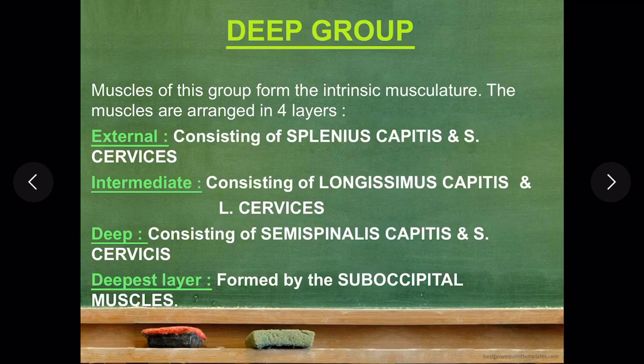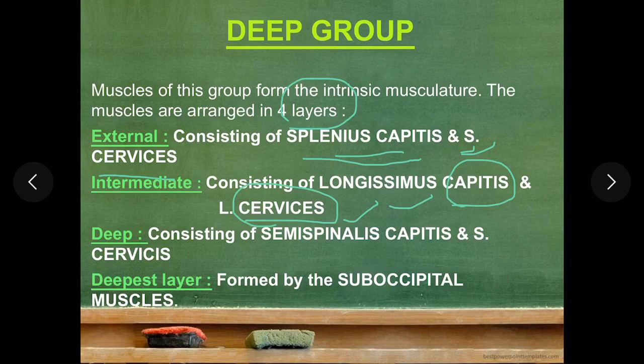The deeper muscles are arranged in four layers. The external layer consists of splenius capitis and splenius cervicis. The intermediate layer is longissimus capitis and longissimus cervicis. Capitis is the cap present on the back side of the occipital bone. Cervicis relates to the neck. One pair of the muscle is present on the back of the occipital region, and the other pair is present on the neck.